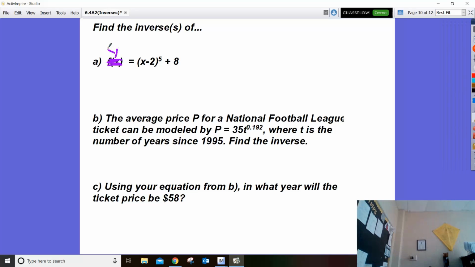Now just follow the steps. What do you do with x and y? So that y becomes x, and that x becomes y. And do a resolve. Trey, what's the first thing you'd like to do?